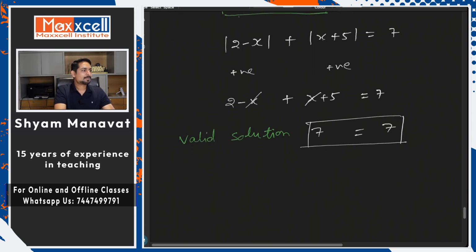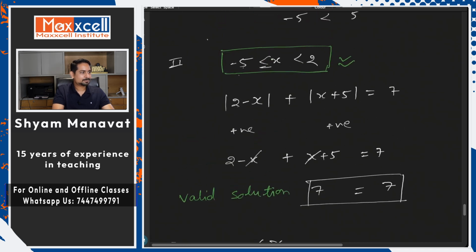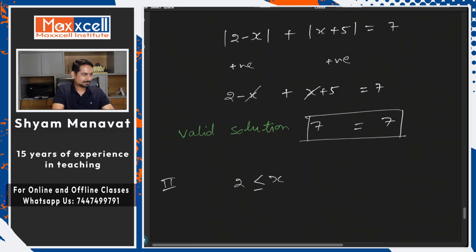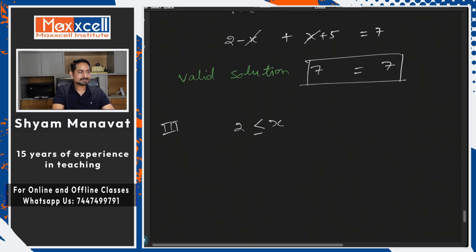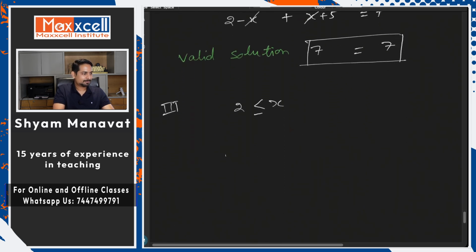Yeah. Now let's look at the third segment. The third segment was x is more than equal to 2. That was the third segment, right? Now for the third segment, let's see what we have. We got 2 minus x plus x plus 5 equal to 7. So here take any value which is more than 2.